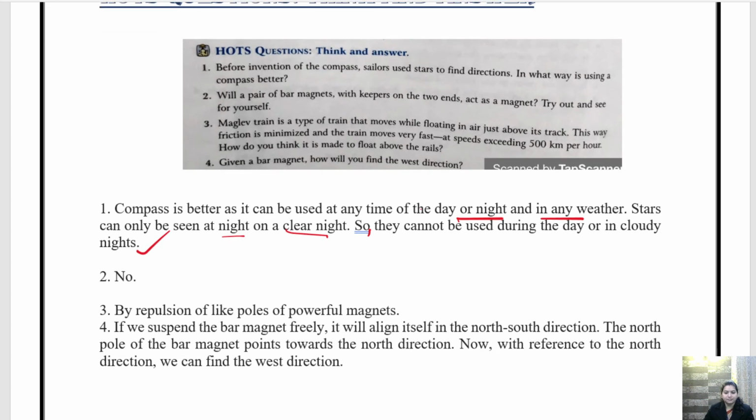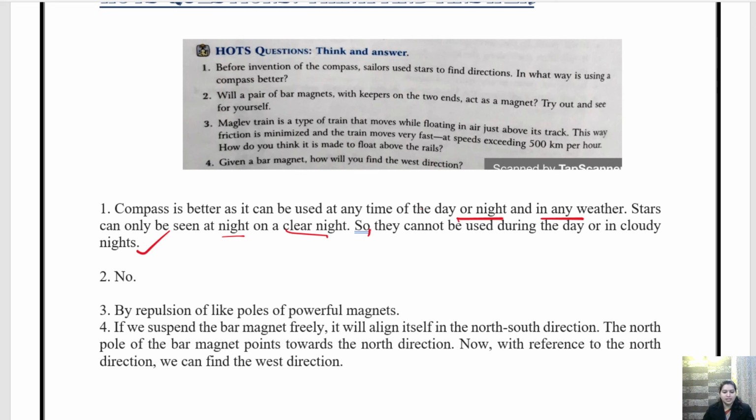Last question. Given a bar magnet, how will you find the west direction? अगर आपको बार मैग्नेट दिया गया है, so how will you find the west direction? So children, first we will suspend the magnet freely. So if we suspend the magnet freely, it will show us the north and south direction, isn't it? So when it shows the north and south direction, we can easily find that from the north direction to the left, this is the left, to the left we have west, and to the right we have east.